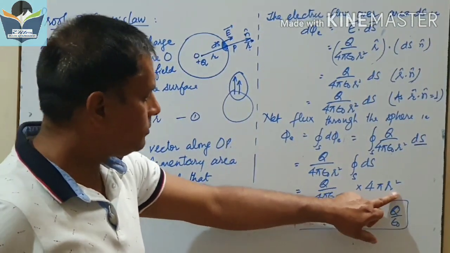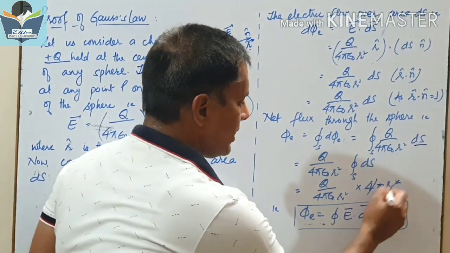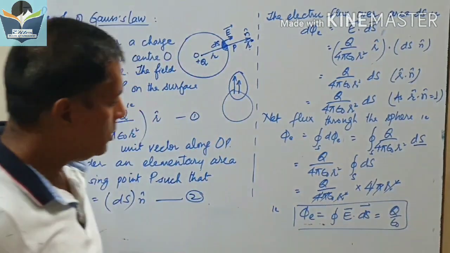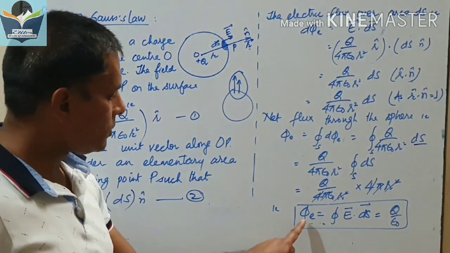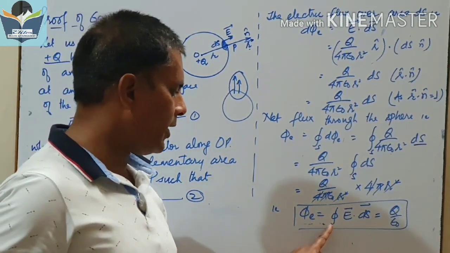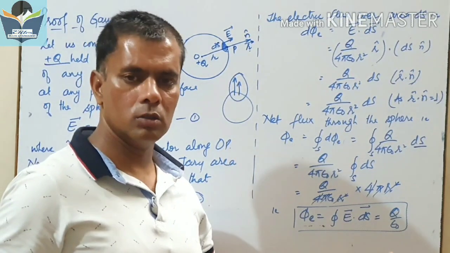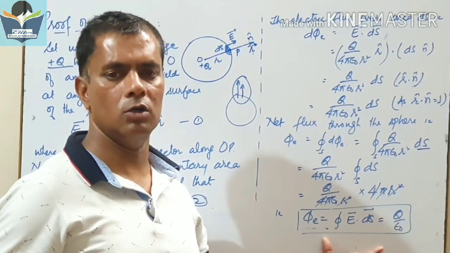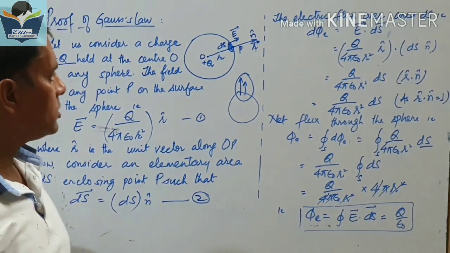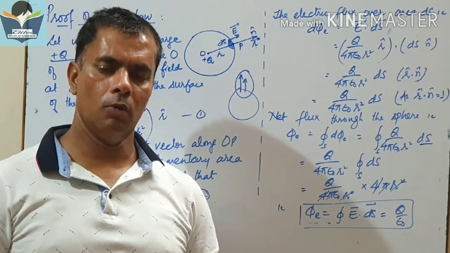So we place it here. You just cancel out the terms. 4 pi r square is cancelled here, 4 pi r square. We are left with what? Q upon epsilon naught. So phi e equals the integration of E dot ds, which equals Q upon epsilon naught. This is the statement of Gauss's theorem. So this proves Gauss's theorem. That is how we can prove Gauss's law.